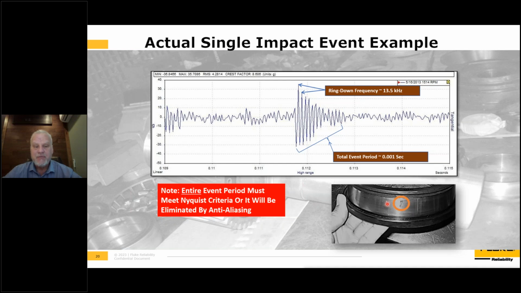The other point is if you're going to use legacy methods, both regular data collection or legacy demodulation, the entire event period must meet Nyquist criteria, or those anti-aliasing filters will strip this entire event out. You will not see this in your final time data. It will just simply disappear.